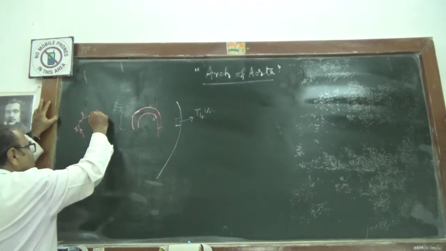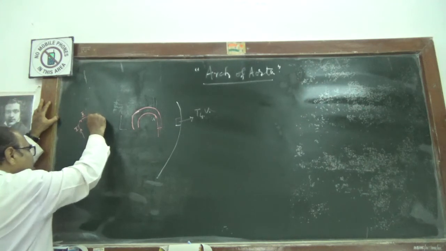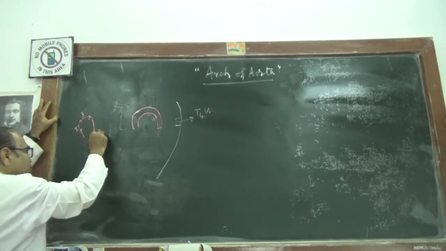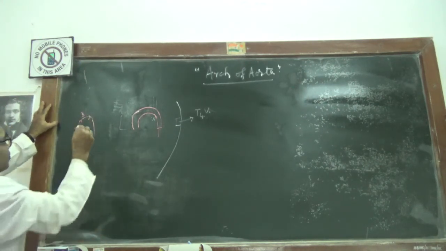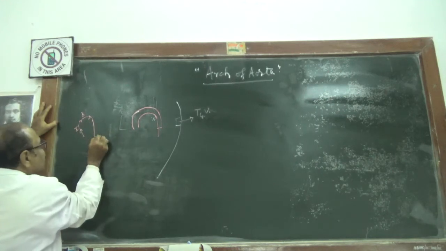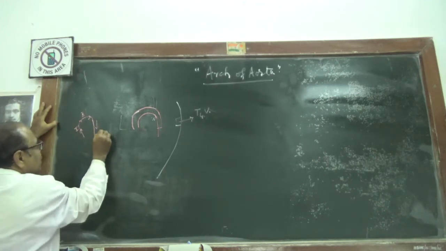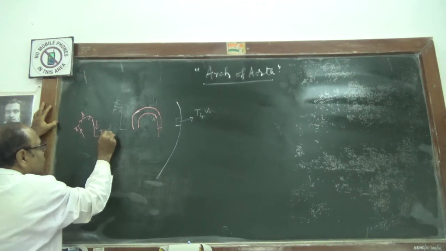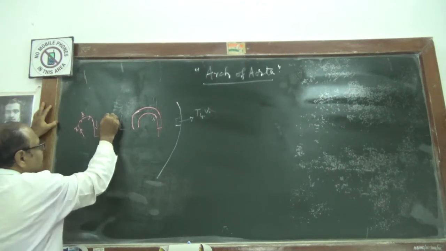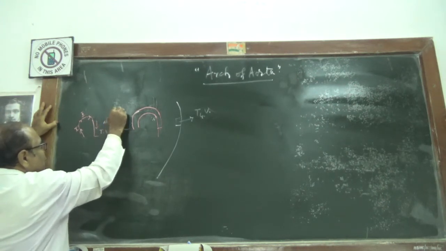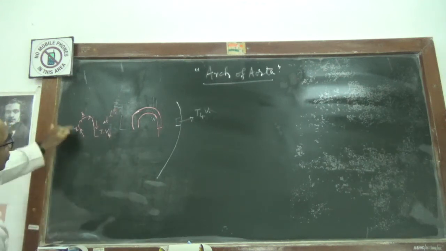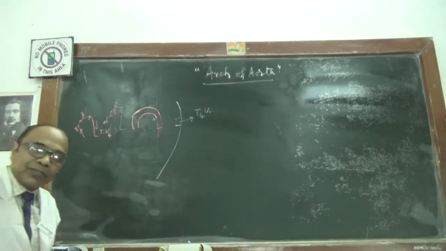Then it will run straight vertically down, to the left of the vertebral column, reaching the fourth thoracic vertebra at its lower border. So this is how the arch is formed.